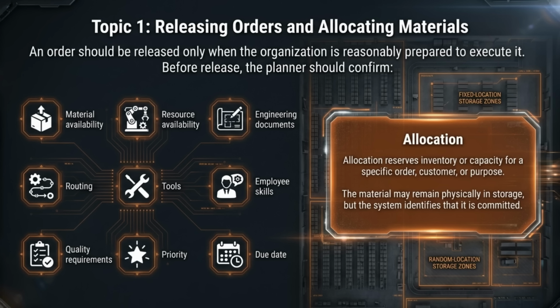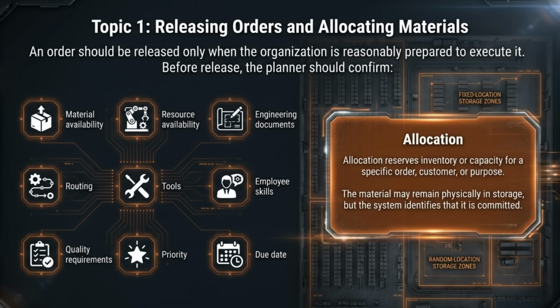Topic 1. Releasing orders and allocating materials. An order should be released only when the organization is reasonably prepared to execute it. Before release, the planner should confirm material availability, resource availability, engineering documents, routing, tools, employee skills, quality requirements, priority, due date.